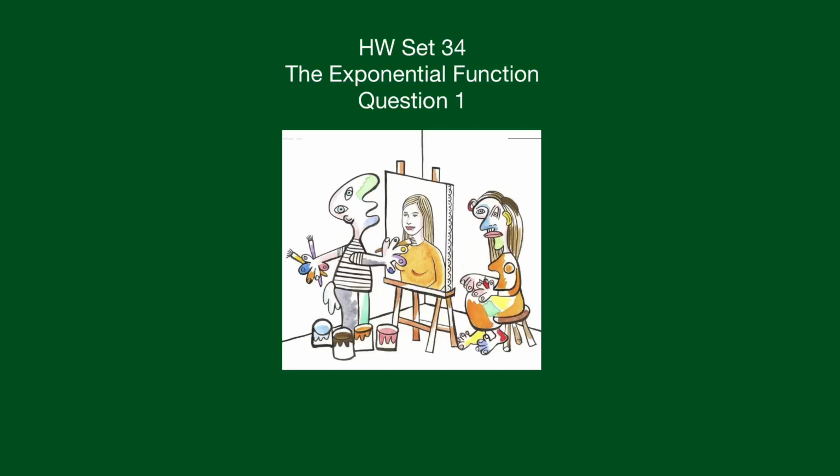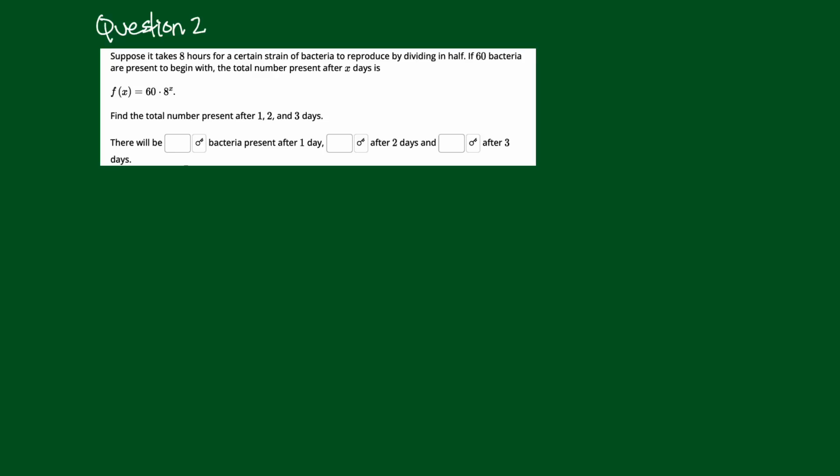So that's the end of question 1 on homework set 34. Question 2 says suppose it takes 8 hours for a certain strain of bacteria to reproduce by dividing in half. Right, so 8 hours to reproduce by dividing in half. Now, if 60 bacteria are present to begin with, then the total number present after X days, F of X, is given by that initial value, 60, times 8 to the X, and the 8 is coming from this right here.